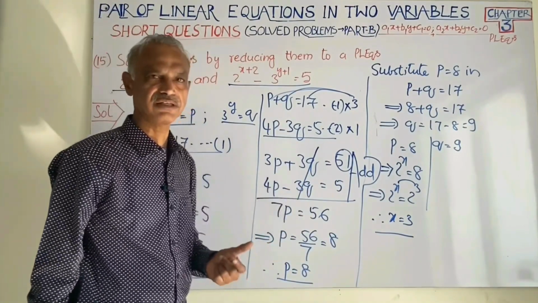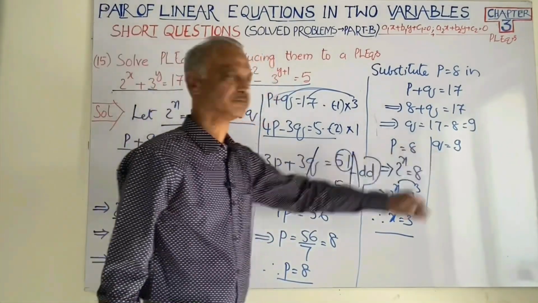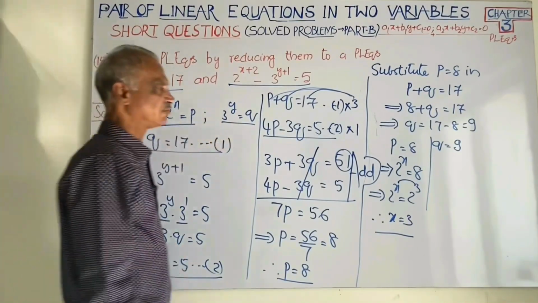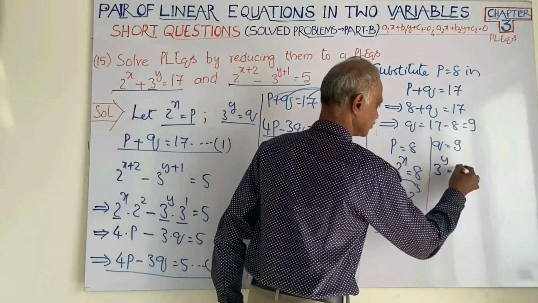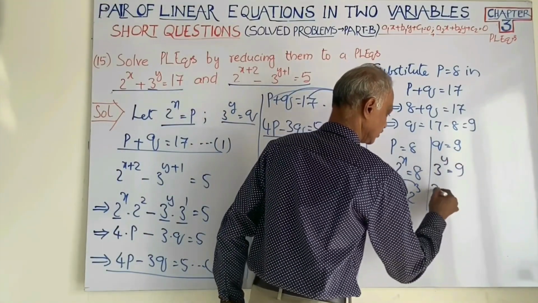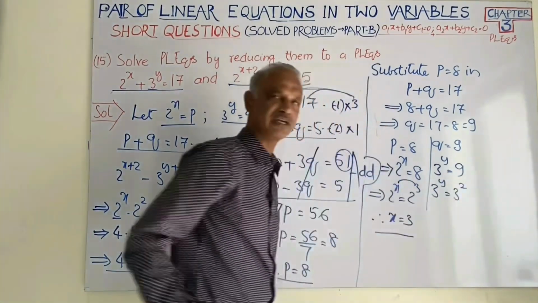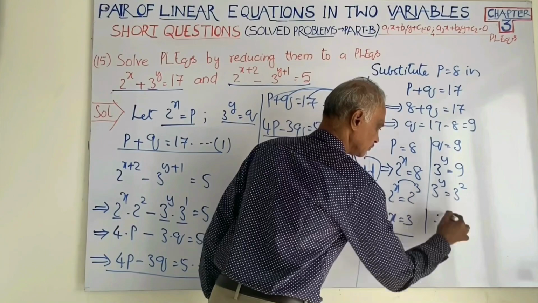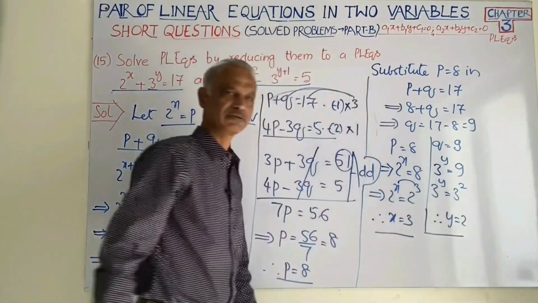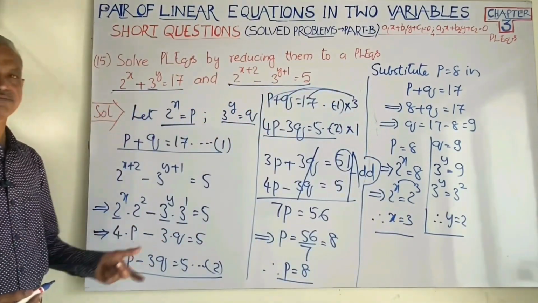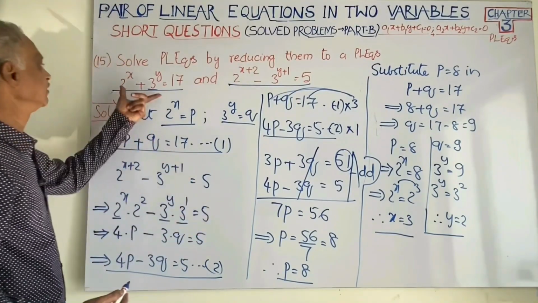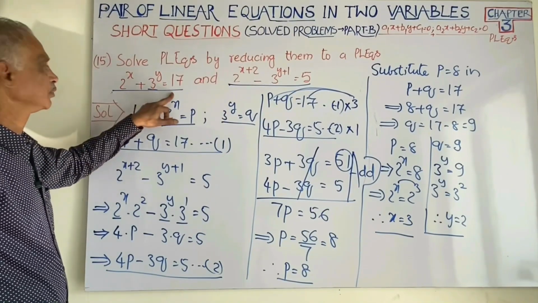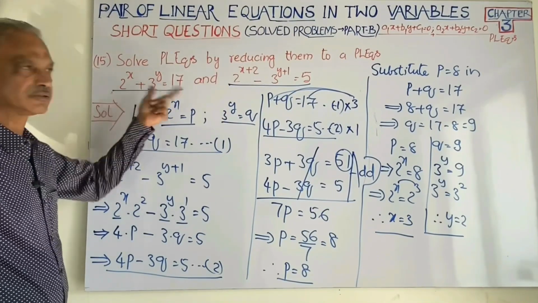Next, we have to find the value of y. What is q here? 3 to the power of y. 3 to the power of y is equal to 9. 9 can be written as 3 square. Therefore, you will get y is equal to 2. Whether your answer is true or false, substitute the values of x and y in one of these two equations. I will take this equation and you have to prove LHS is equal to RHS.